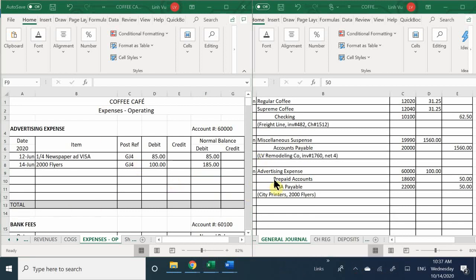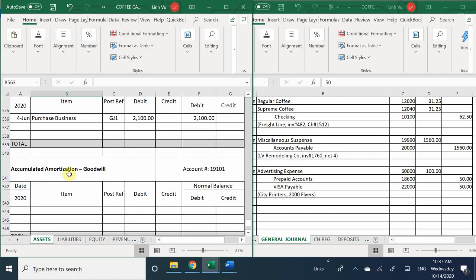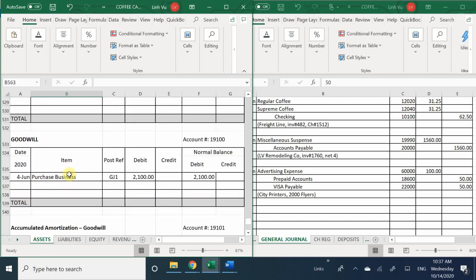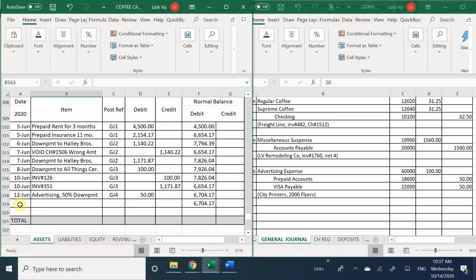Once I've done that, my next step is to take out my advance payment and charge my credit card. So going back to my assets, this is page 15 for your prepaid accounts. Here I am in prepaid accounts, and I'm going to redeem or deduct my advance payment. Here, I'm going to write invoice. Actually, I don't have an invoice, so I'm just going to write advertising expense. Or I can write here, pick up flyers.